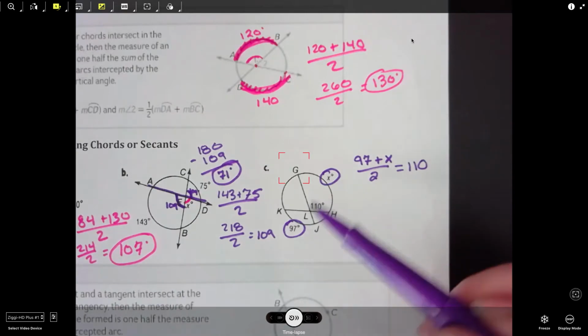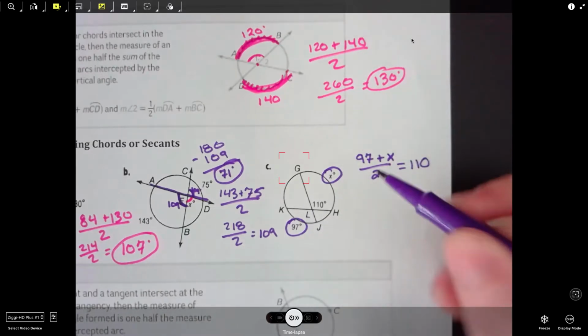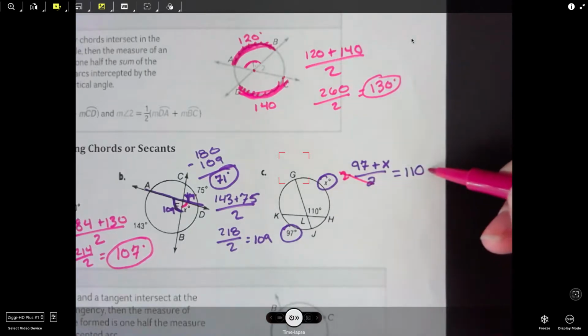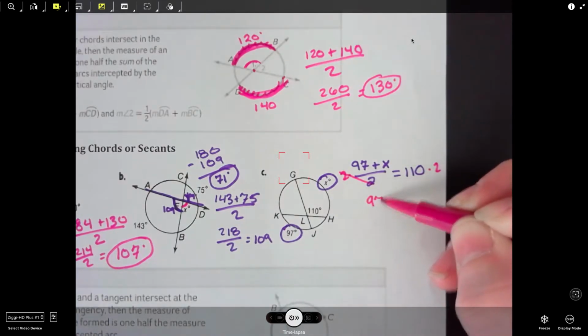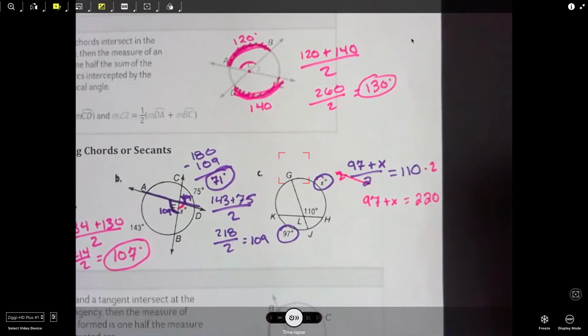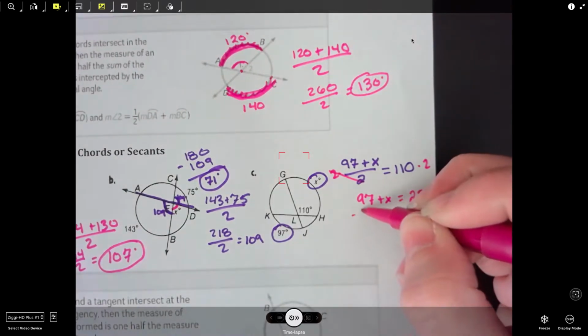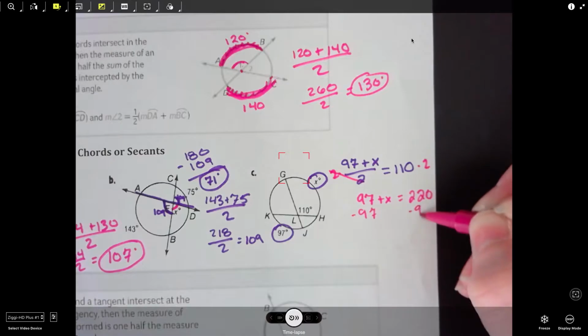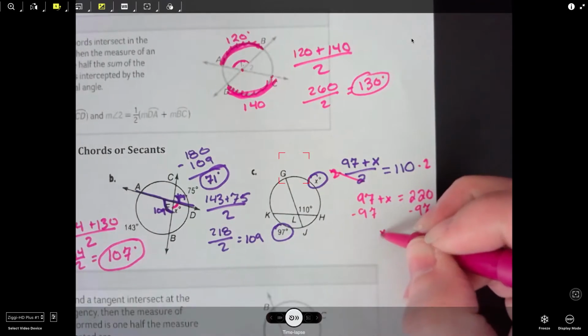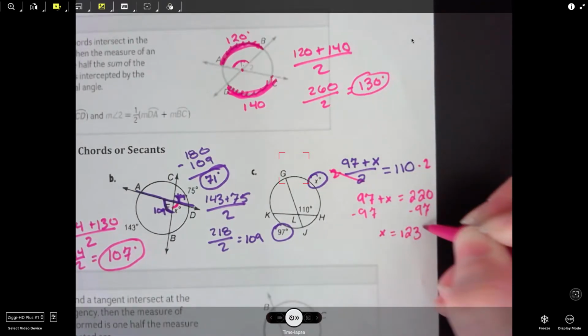All right. So just to review that, 97 plus x divided by 2 will give you this inner one here. Then to solve for x, I'm going to multiply by 2 to get rid of that 2 on that side. 97 plus x is then equal to 220. Okay. And then to get x by itself, I just subtract 97. And 220 minus 97 is 123. So x is 123 degrees.